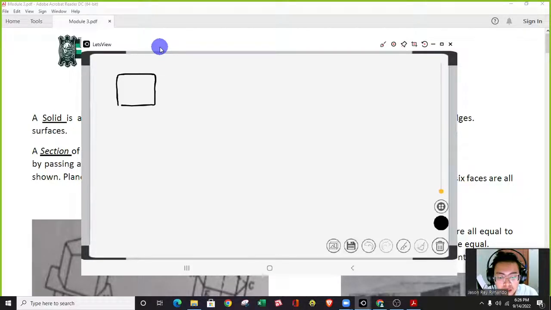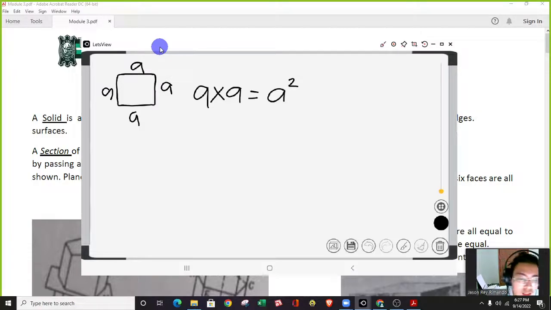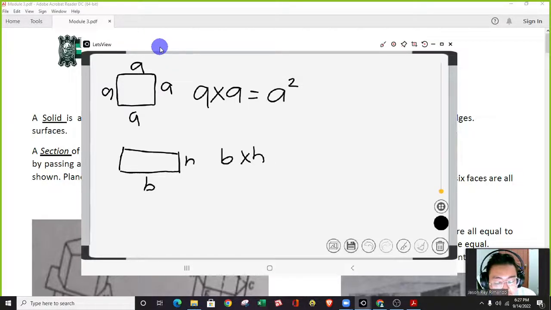You have your side A. Since this is a square, same sila ng side. Area is A times A, or A squared, or your side A. How about a rectangle? Sir, base times the altitude. Base times the altitude or your height. Base times height.